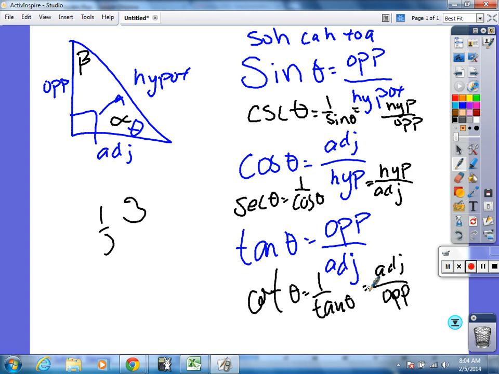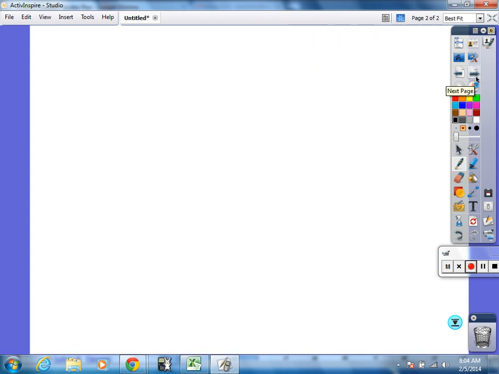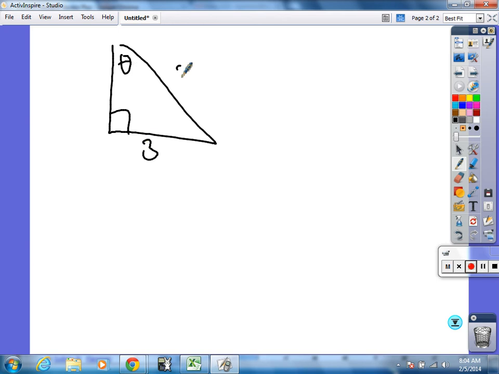Okay. So let's actually do something. So if I had this lovely triangle, and I'm going to put theta up here this time. Let's say this side is 3 and this side is 5. Could I find all 6 of my trig functions right now if I asked you to? How? I don't have my adjacent side. How can I do all my 6 trig functions if I don't have my adjacent side?